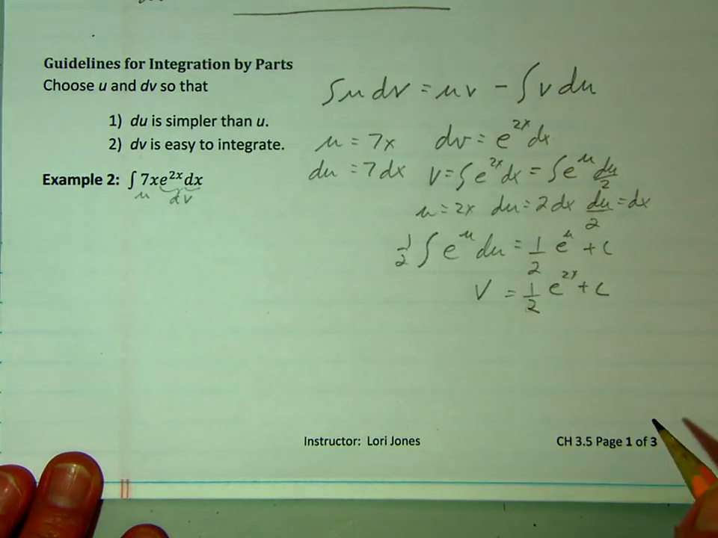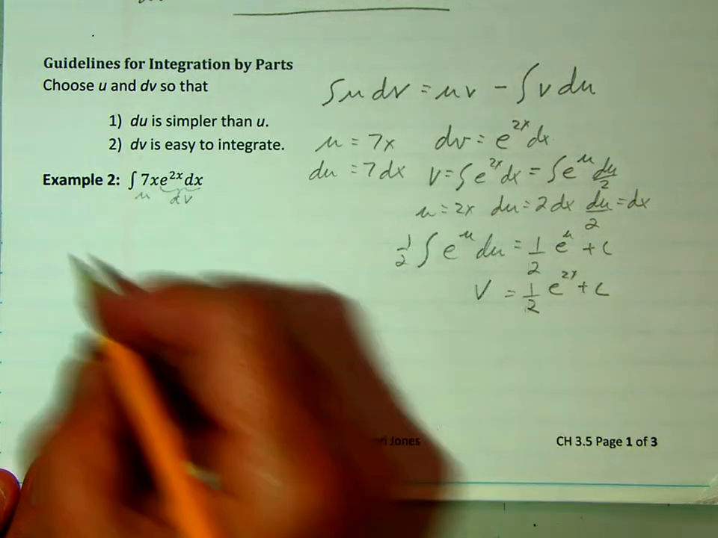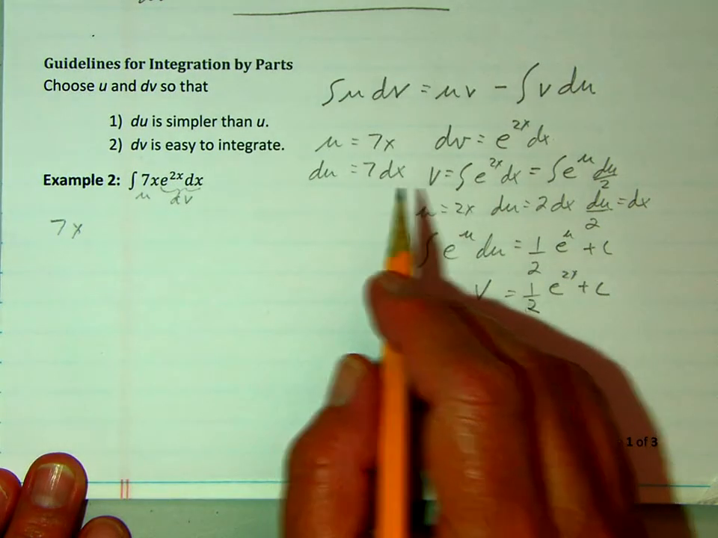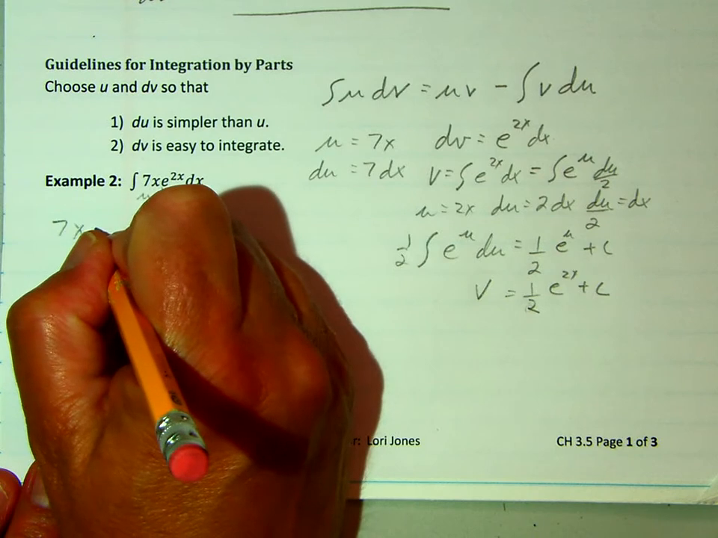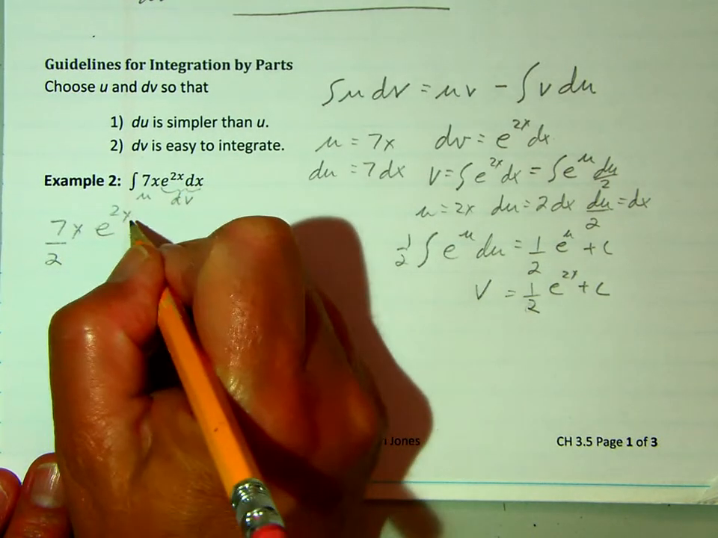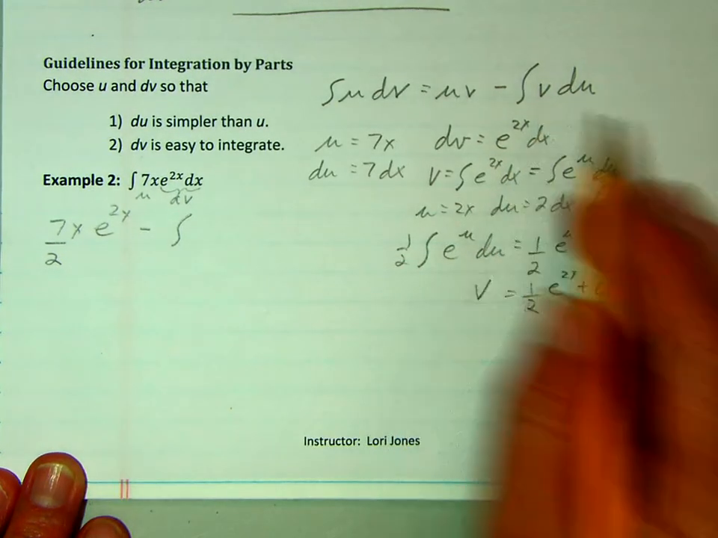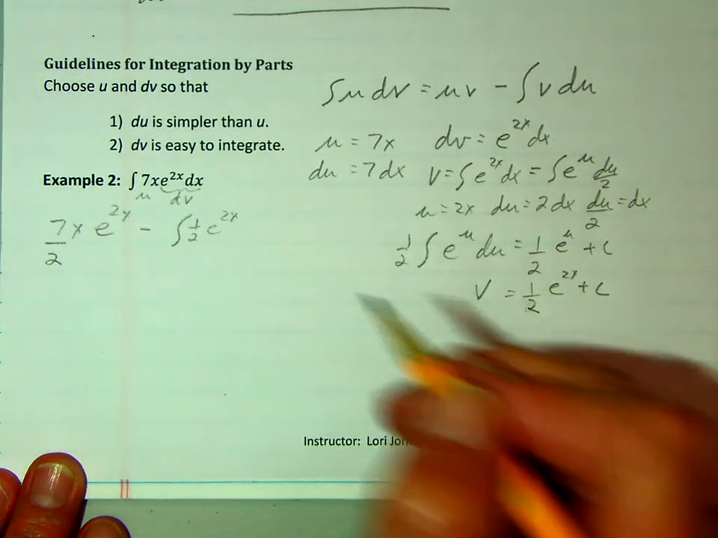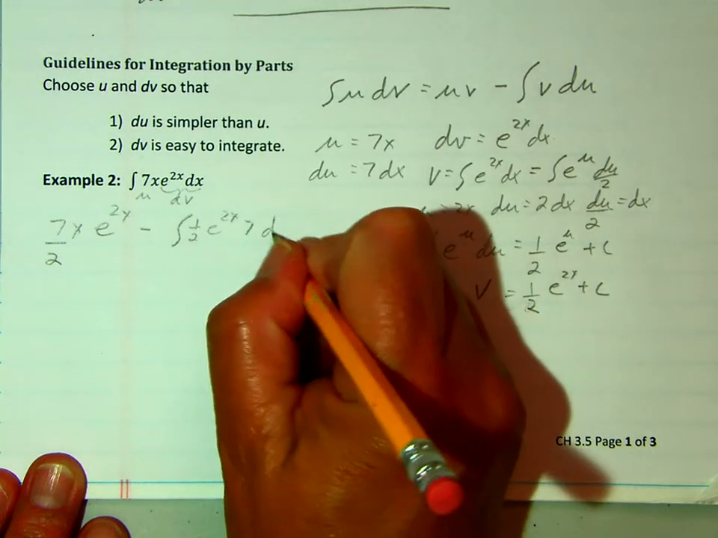So now I have all the pieces that I need to substitute into here. So u is 7x, v is 1/2 e to the 2x. So I'm going to put the 1/2 out here, e to the 2x, minus the integral of v, 1/2 e to the 2x, du, 7 dx.